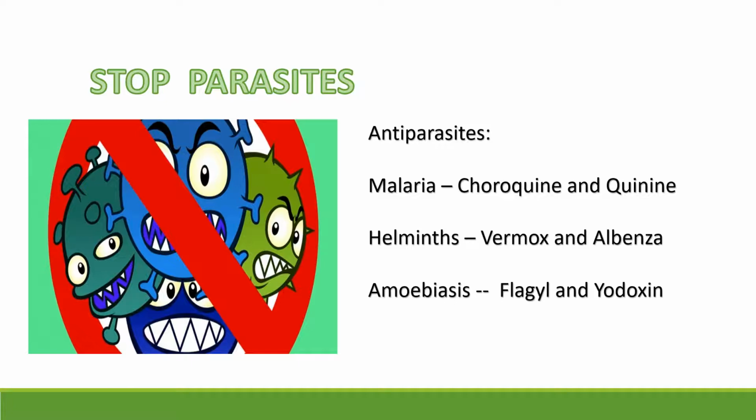Antiparasites are used to destroy the parasite at some point in their life cycle. Some common drugs that are used to treat malaria are chloroquine and quinine. Some that are used to treat helminths or worms are called Vermox or Albenza. And then those that are used to treat amoeba infections are Flagyl and Yodoxin.